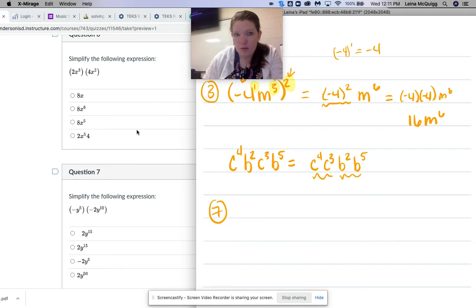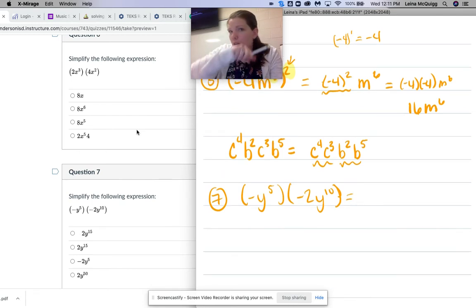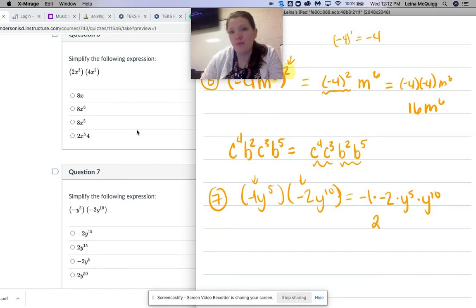We have -y to the 5th power times negative 2y to the 10th power. So I can reorder this. This is a negative 1, right? We understand it's negative 1. So this means I have negative 1 times negative 2 times y to the 5th times y to the 10th. So really, I'm just multiplying my coefficient times my coefficient. So negative 1 times negative 2 is positive 2.